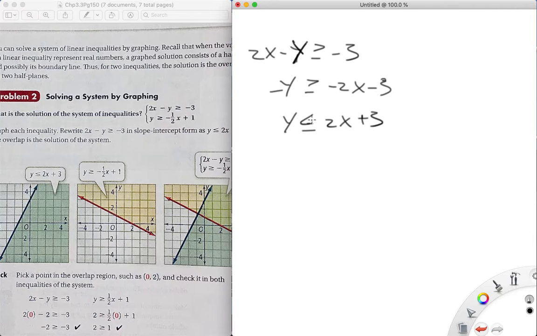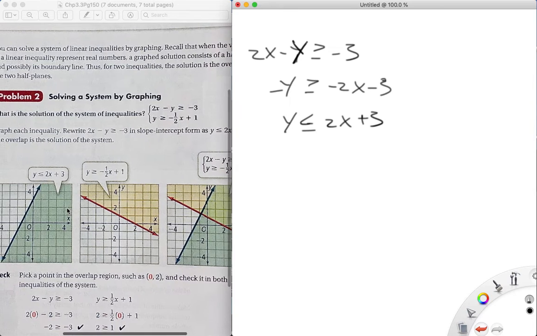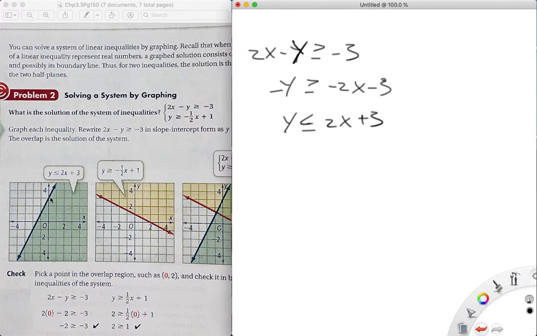Notice that it says y is greater than, or less than. Y is less than. So when I look at these again, since I see less than, I'm going to base everything off the y, where it intersects the y-intercept. When it intersects the y-intercept, we have a solid line, and we're going to go in the downward direction since it's less than. So I'm going to shade everything less than.